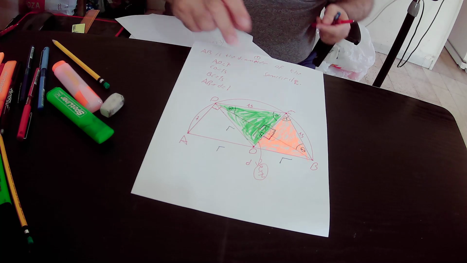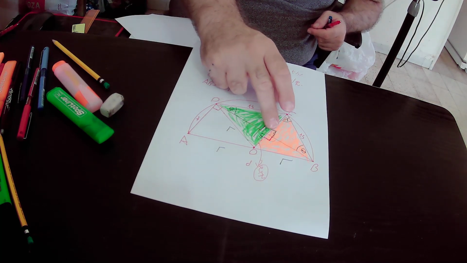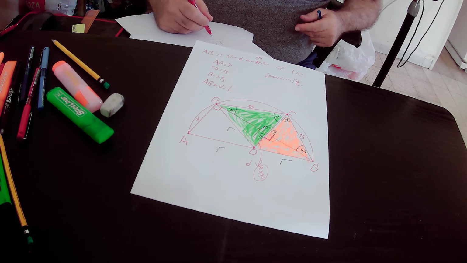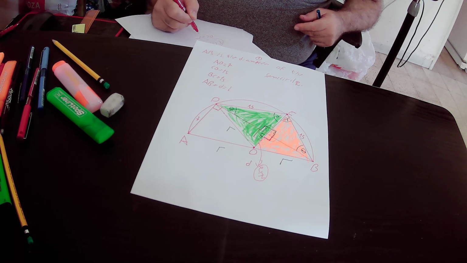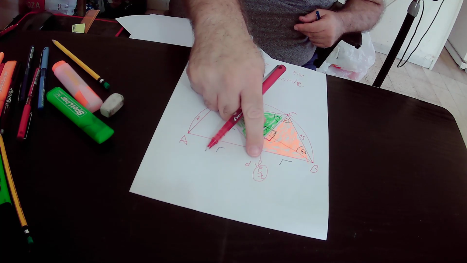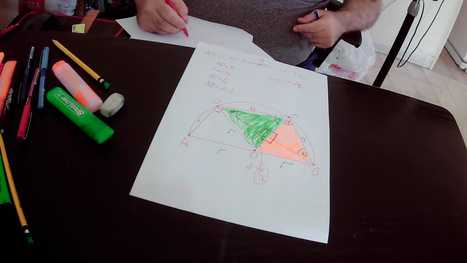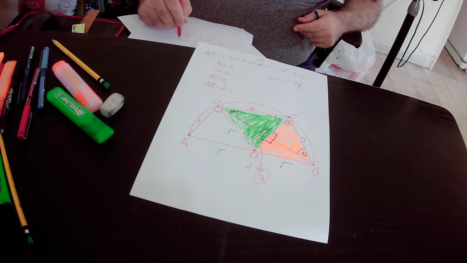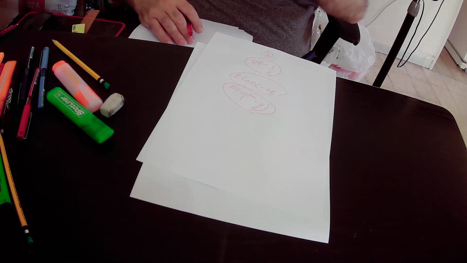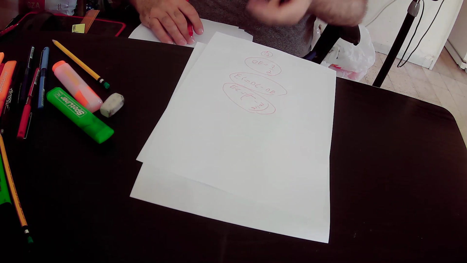But what is the value of OC? OC is the radius of the semicircle. So OC equals R, the radius of the semicircle. And what is the value of OE? OE equals 7 over 2. So in total we got that EC equals R minus 7 over 2 units.